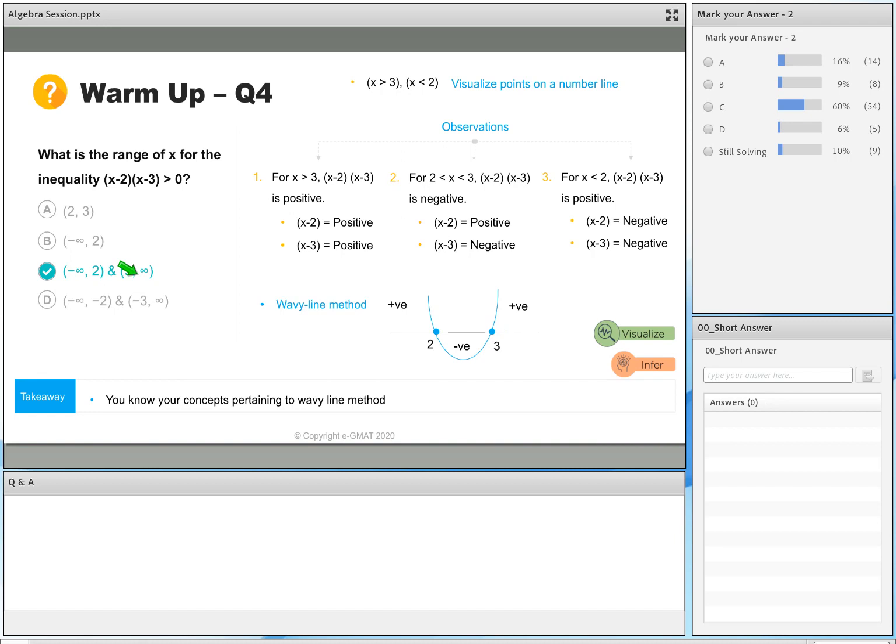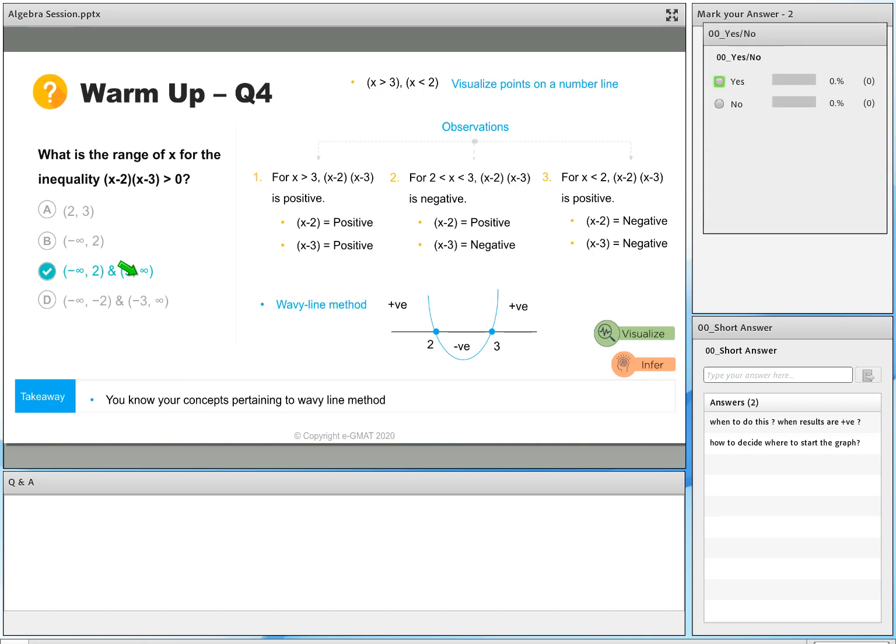Okay, I am just opening the chat pod. Ask away any questions that you might have about this. It's a very important method, and I want all of you to enjoy the speed that this gives you. And that can only happen once you understand this. The chat pod is open. Write down if there are any doubts. And if no doubts, just click on yes.